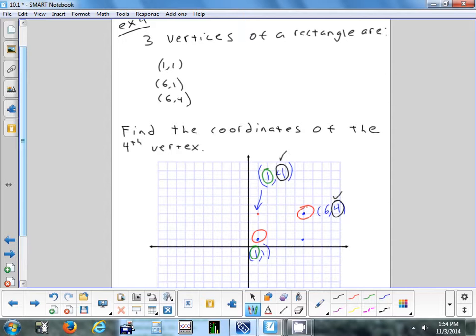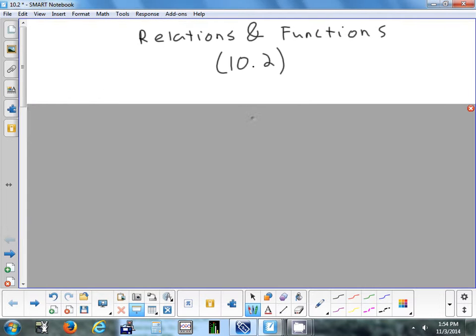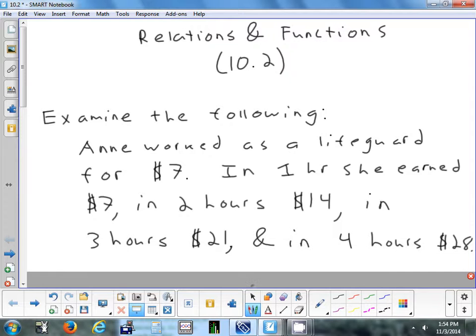All right. Let's take a look at 10.2. It just completely jumps to different subjects. And now we're going to do section 10.2, because 10.1 was quicker. Okay. 10.2 is on what we call relations and functions.